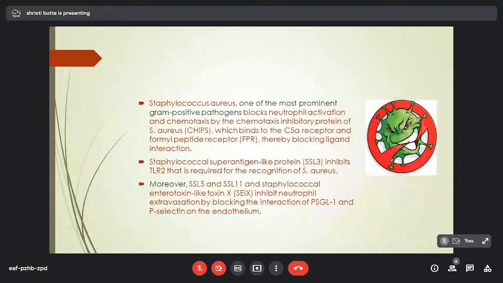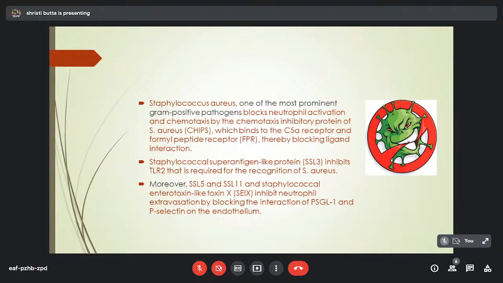Staph aureus is one such very important pathogen because it blocks the neutrophil activation and chemotaxis by producing enzymes like chemotaxis inhibitory protein, or the CHIPs, which binds to the complement 5A receptor and thereby blocks its functioning. So if it blocks the C5A receptor, then the neutrophils, even though recruited, cannot act on their site of action. Staphylococcal superantigen-like protein inhibit the TLR2, which is required for the recognition of the Staph aureus.